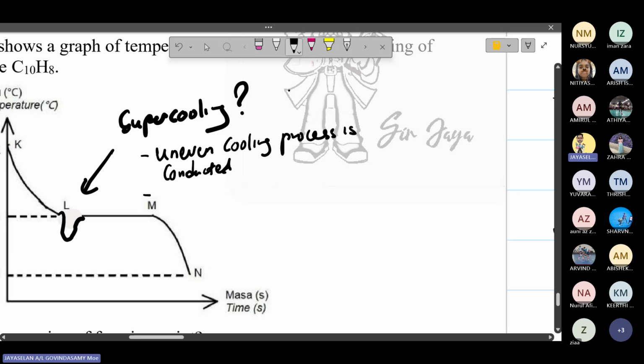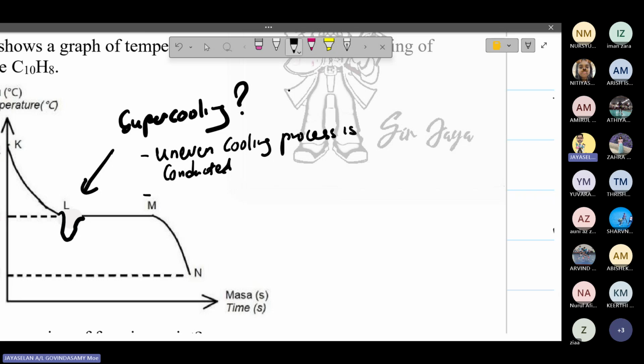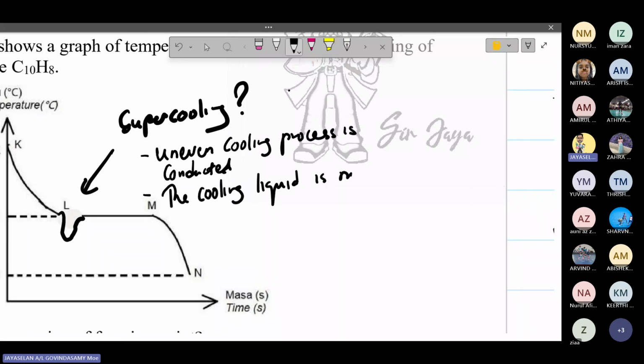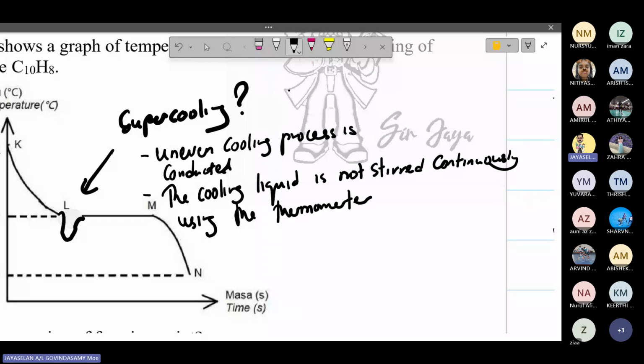And one more point. Anyone? One more point. The cooling liquid is not stirred. You didn't stir. Stir continuously, using what? Using the thermometer. You didn't stir evenly. Okay, this is the supercooling process. This also must be remembered. Any question, guys?